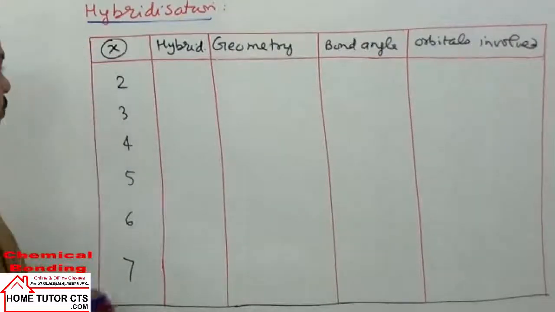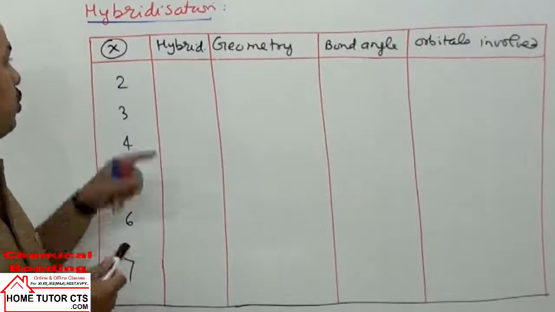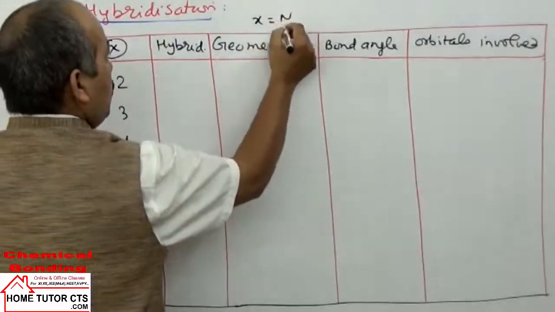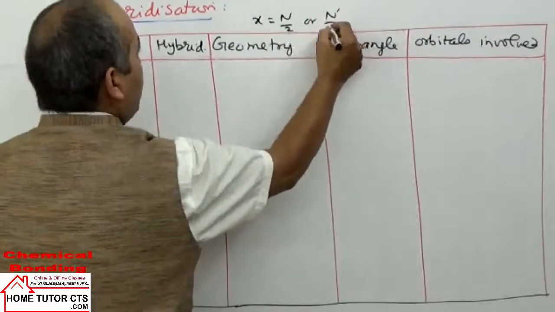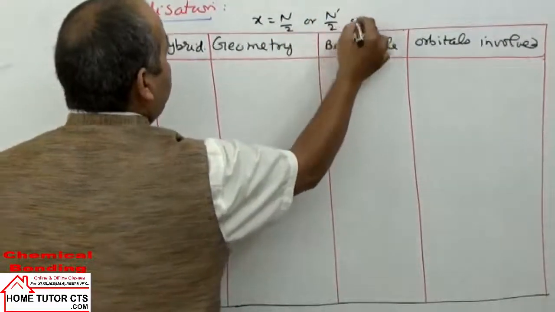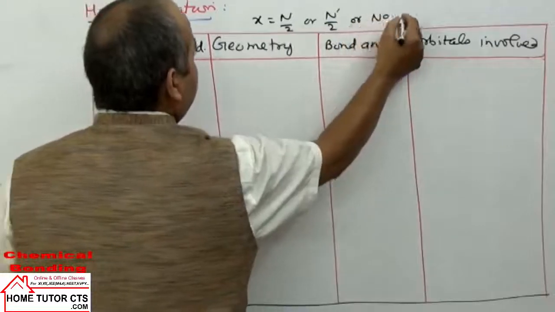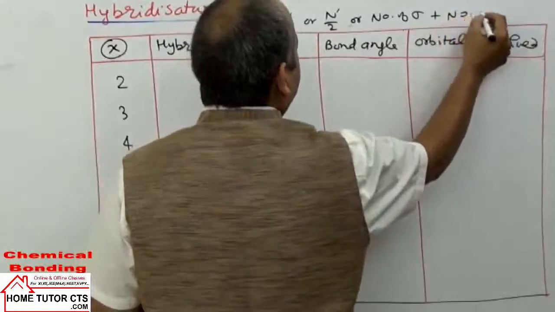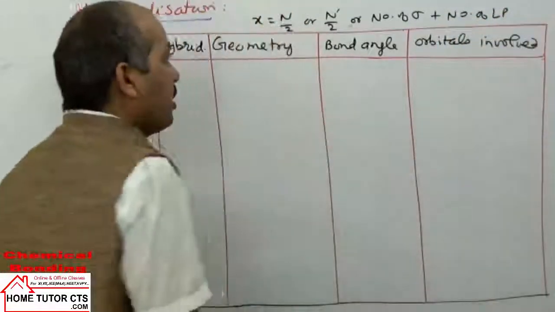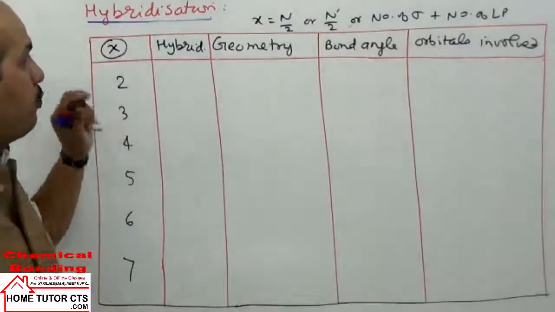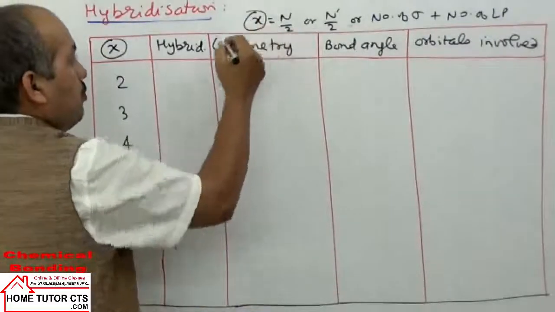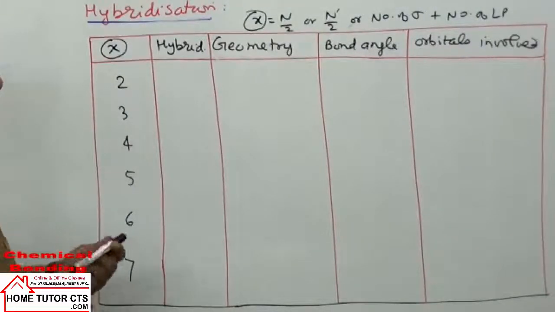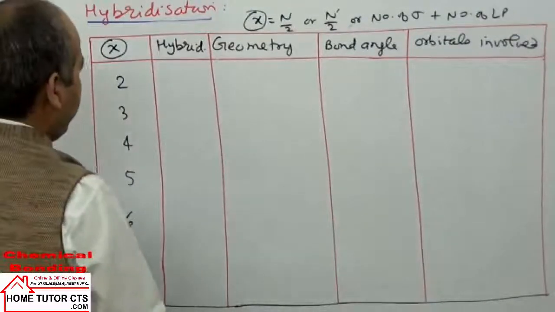We first find the value of x. I told you x can be taken here as either n by 2 or n dash by 2 or the number of sigma bonds plus the number of lone pairs on the atom concerned. Find this x value first for the atom of which we require the hybridization. After getting x, we can see what hybridization is taken here.